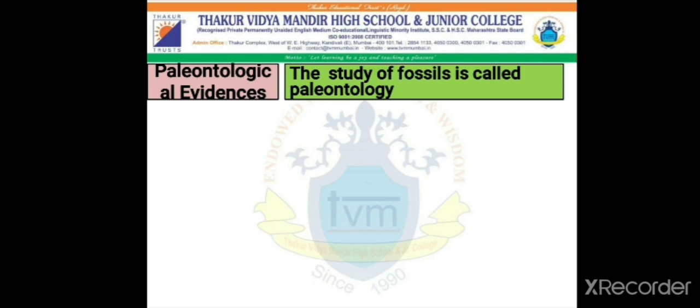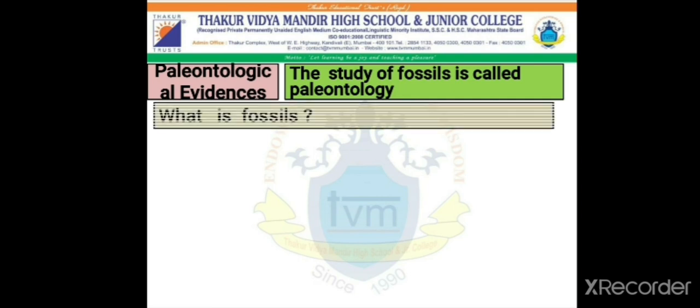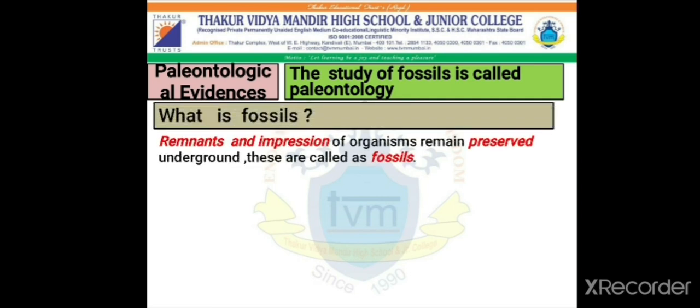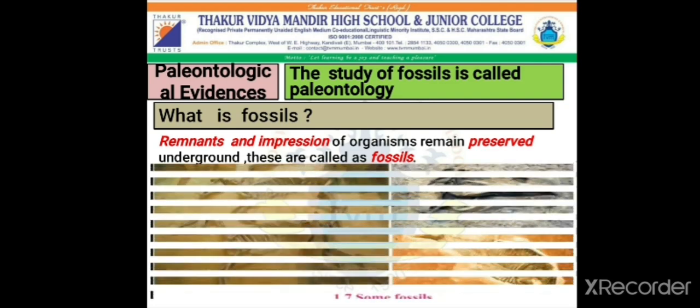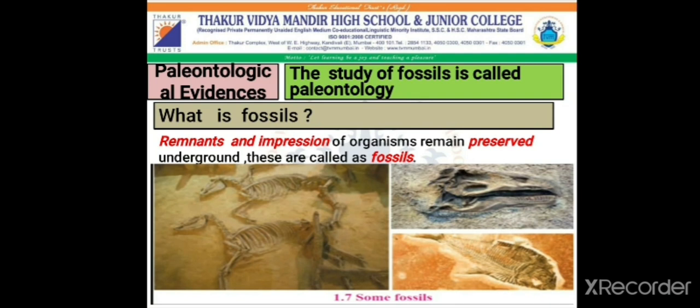Now, as the term fossil comes, the very first question which comes into your mind is, what are fossils? Fossils are the remnants and impressions of organisms which remain preserved underground. In this picture, you can see the dead bodies of certain animals which get buried in the soil and remain for a certain period of time. These remnants and impressions are called fossils.